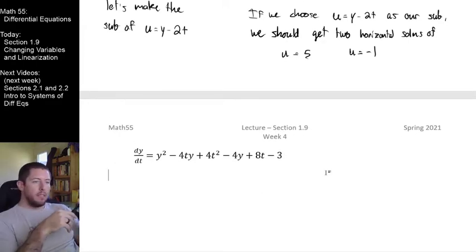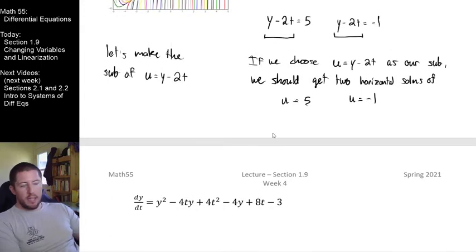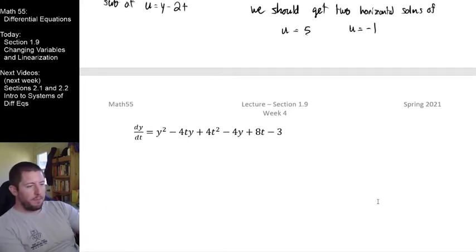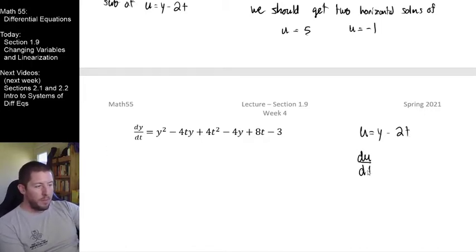Okay, so I want to make the substitution of y minus 2t. There's a couple different ways that we could do this. One way that I could do this is I could solve this equation for y. So I want to do u equals y minus 2t. And let me do one thing before I talk about our multiple algebra routes right here. One thing I know is I need to get a replacement derivative term. And it seems like this is going to be my good way to do this right here.